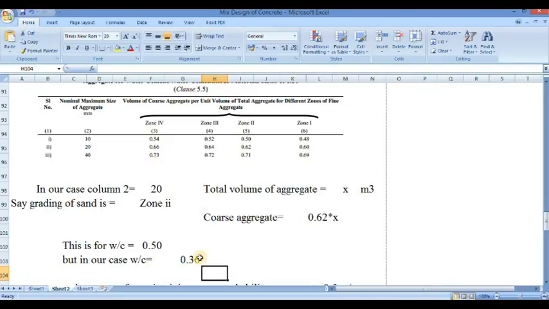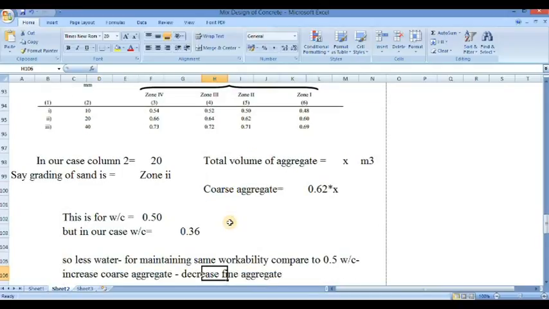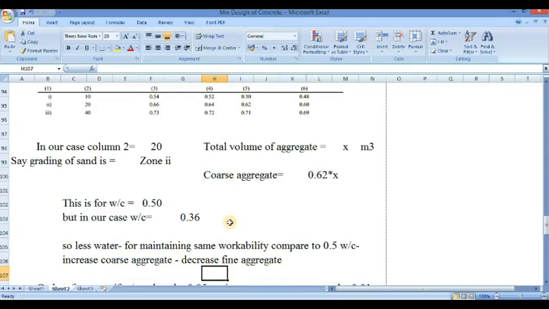So what do you need to do? You have to adjust this coarse aggregate. Either you have to increase the coarse aggregate or reduce it. If you increase the coarse aggregate, you have to reduce the fine aggregate. Now how do you decide which one needs to be increased? Say you have to produce a 100 mm slump for a water cement ratio of 0.5. Now again you have to produce a 100 mm slump for 0.36, or less water. How can you do that?